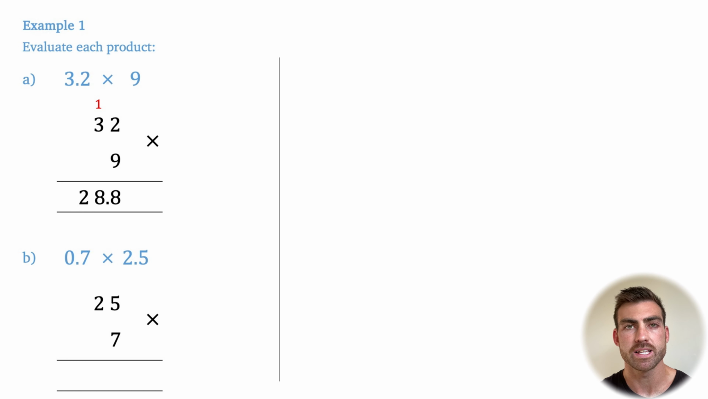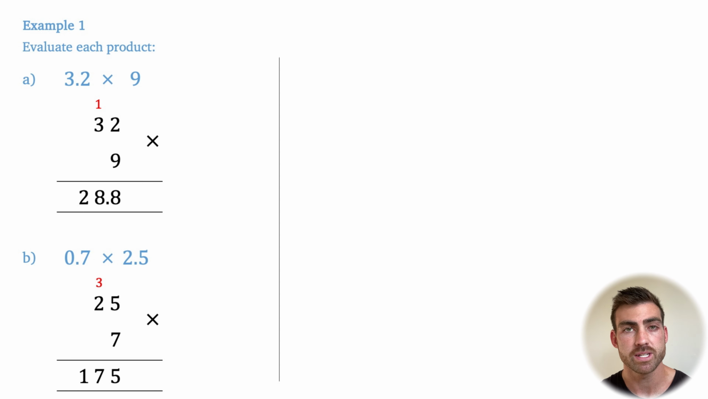Then we multiply as normal, starting with this column. 7 times 5, which equals 35. We write down the last digit and carry the 3 to the next column. The next column, 7 times 2, which equals 14. Then we add the extra 3, equaling 17.